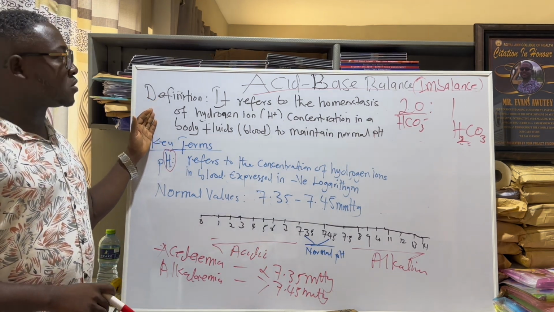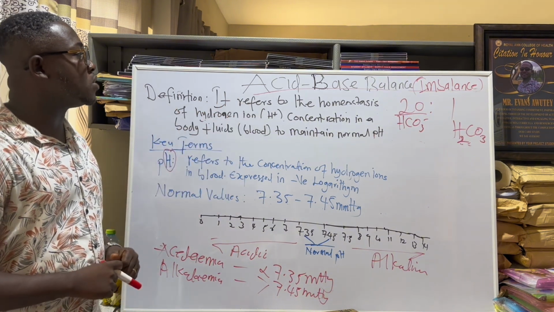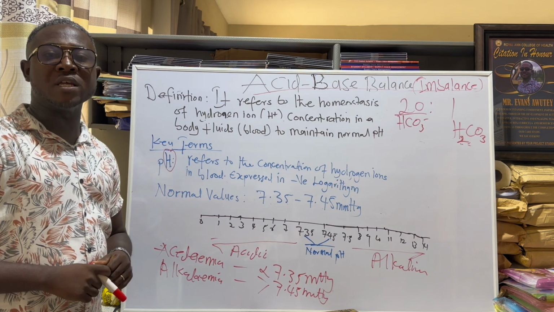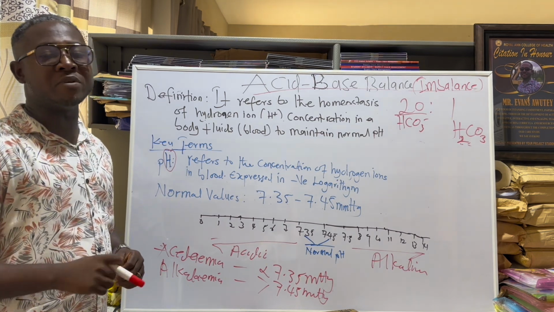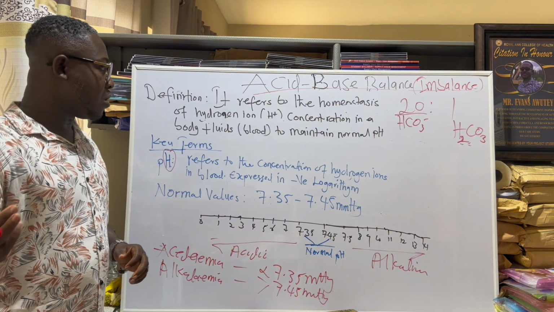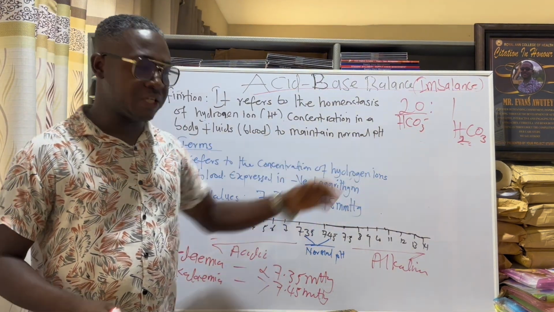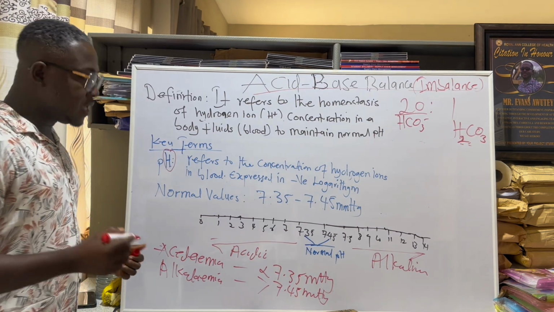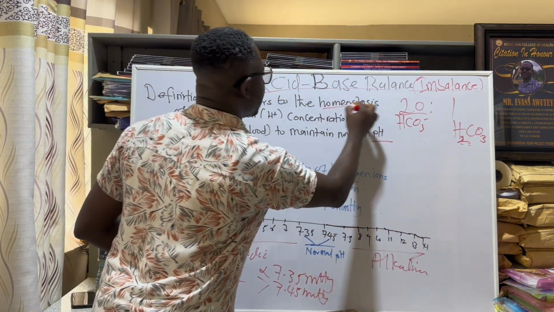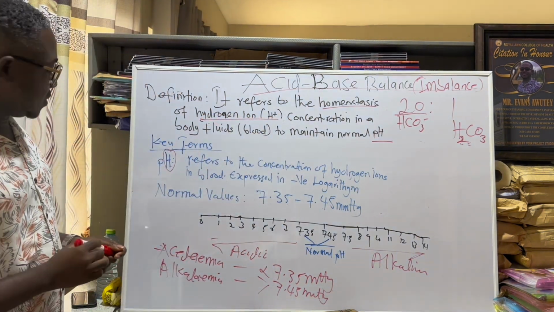First, what is acid-base balance? We say it refers to the homeostasis of hydrogen ion concentration in body fluids. The body fluids can be blood, saliva, juices, all those body fluids that are found in the body, to maintain the normal pH. And so our key terms here are pH, homeostasis, and hydrogen ion concentration.